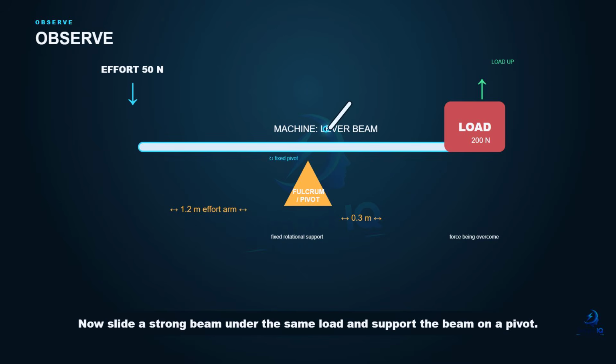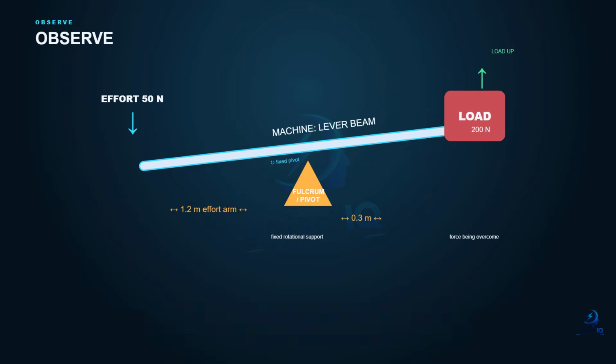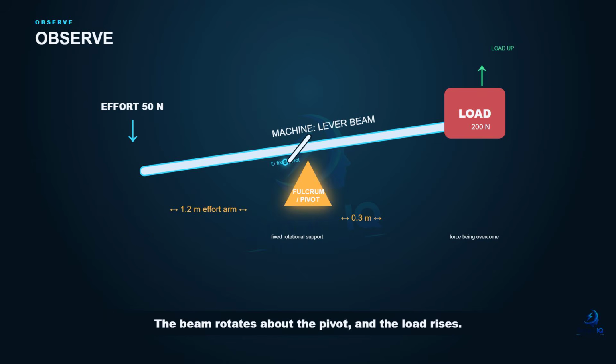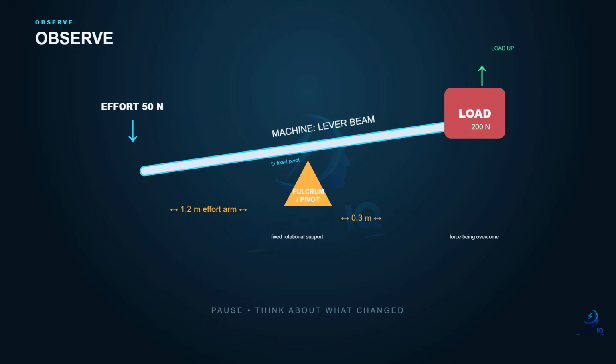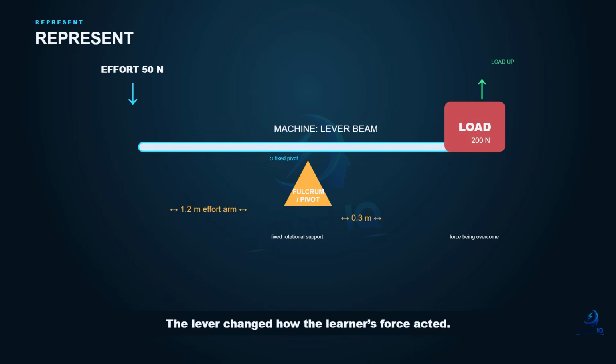Now slide a strong beam under the same load and support the beam on a pivot. Push down at the long end. The beam rotates about the pivot, and the load rises. The load didn't become lighter. So what changed? The lever changed how the learner's force acted.